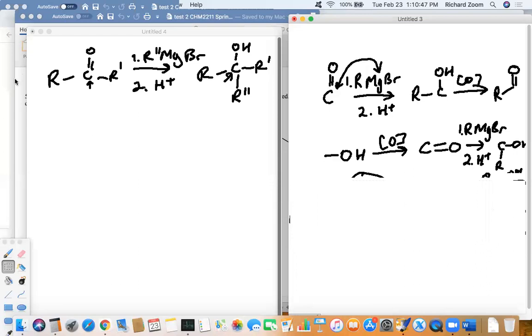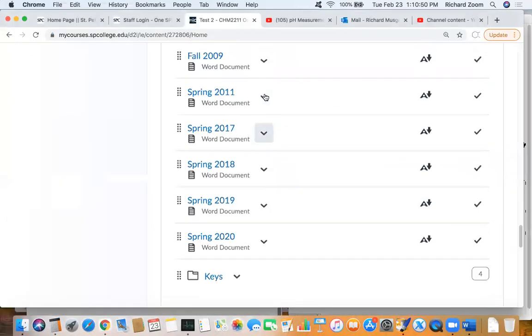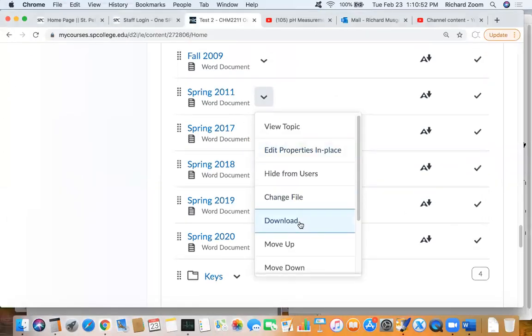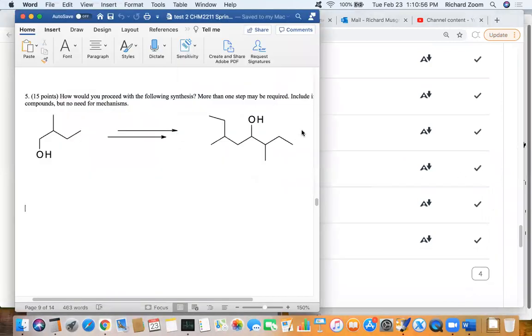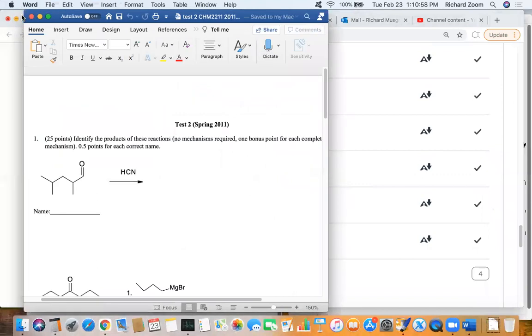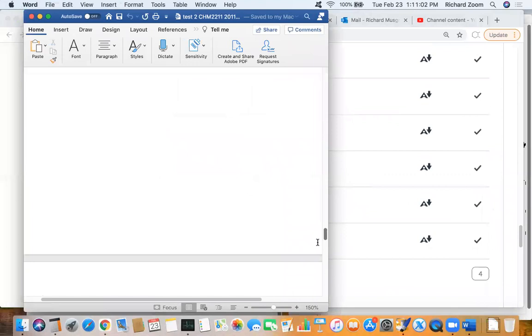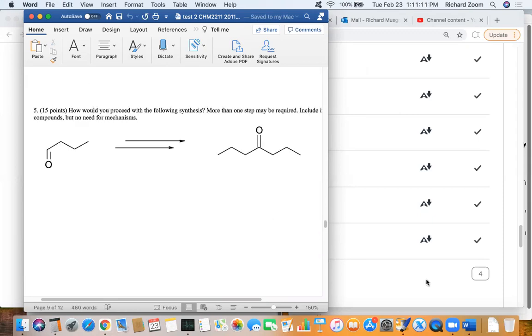Let's take a look at the next one then. See if I have something here. It's a little bit different. Okay, yeah, it's a good one to do.